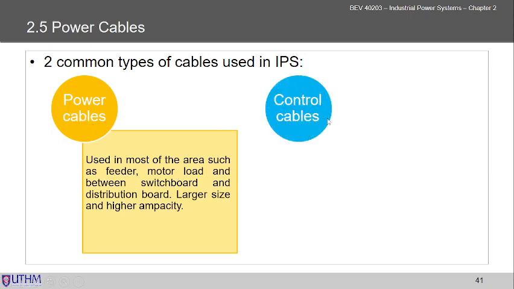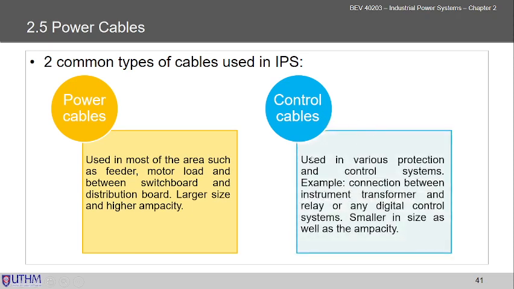Another cable type is the control cable. This is used for the metering. For example, you have the instrument transformer. That means it is used for metering or protection purposes. Of course, the size is much smaller as compared to the power cable here, as well as the ampacity. Ampacity is the maximum carrying current of these cables. So this is called ampacity, the maximum carrying current.